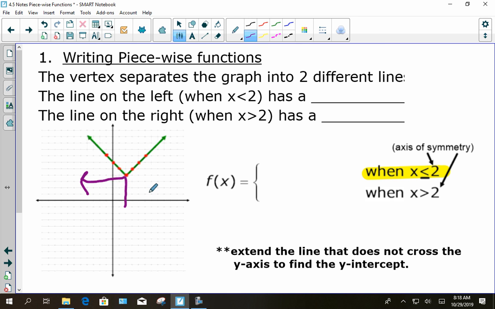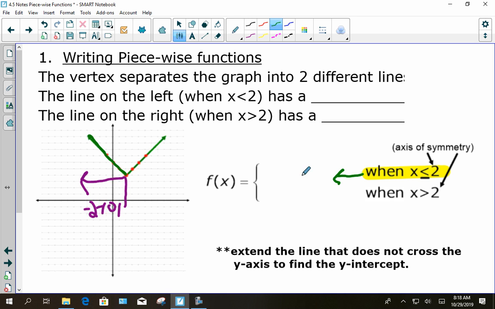If you don't understand that, just look at the line. This is 1, this is 0, this is -1, this is -2. The numbers are getting smaller. So when I go to the left, I'm talking about this line right here. So when I want to write the equation of this line, I'm going to make sure that I am on top because that's the x is less than 2 line.